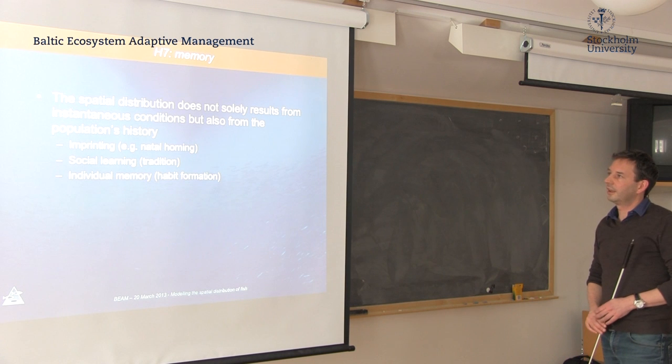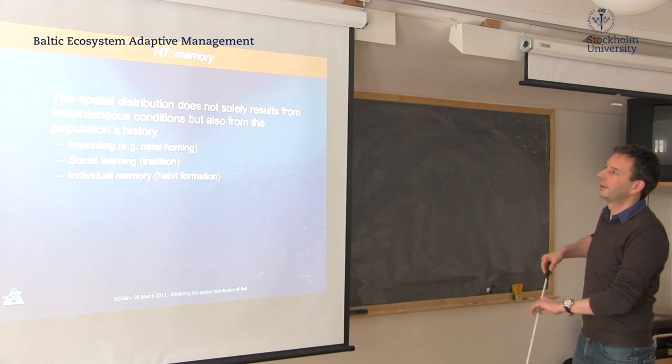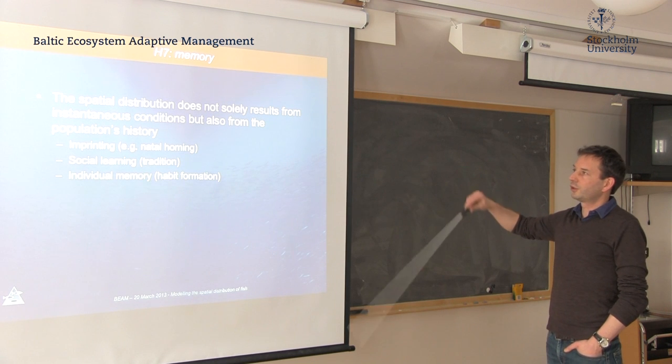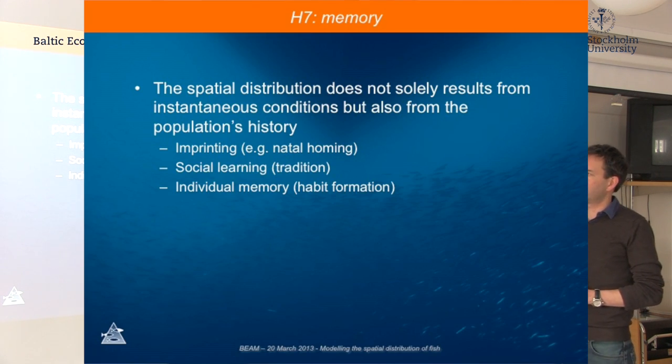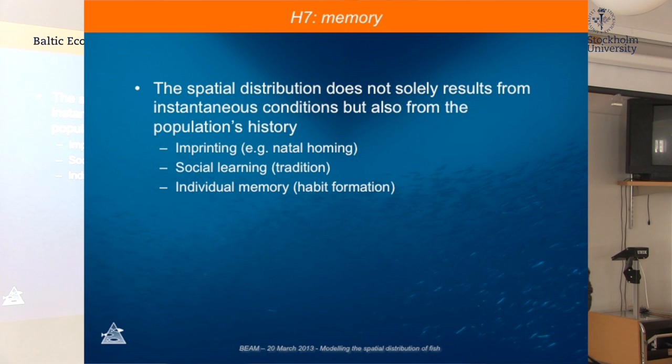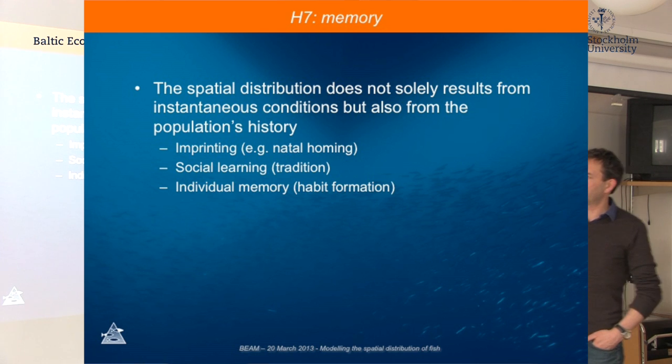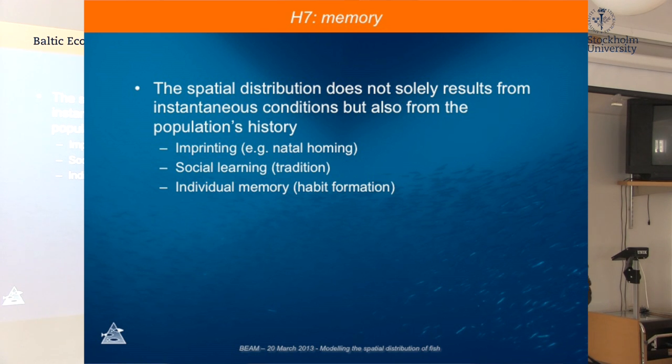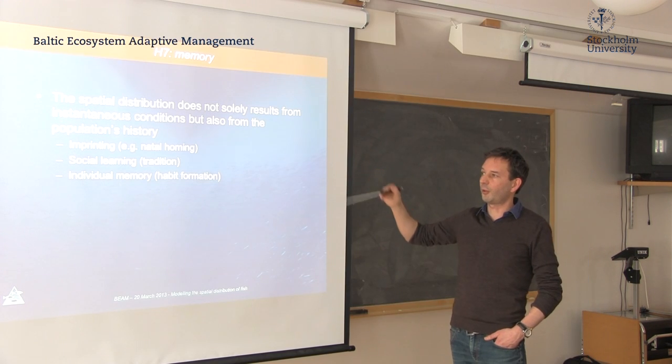Okay. And finally, memory. So the idea that the spatial distribution is not just an instantaneous process, but it actually carries some of the population history. And this has been demonstrated for a number of fish species. The two best known examples I have are salmon with imprinting, and there's a nice example in the North Sea for herring with the reproduction of feeding and spawning migrations through what's called tradition and habit formation.